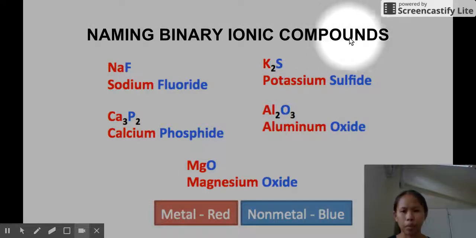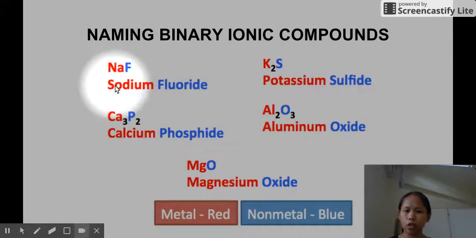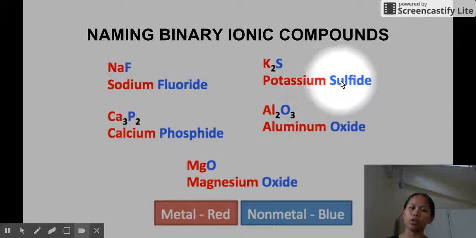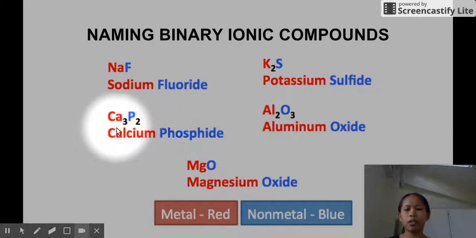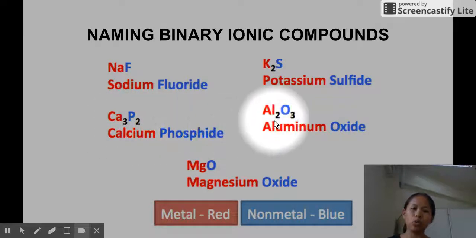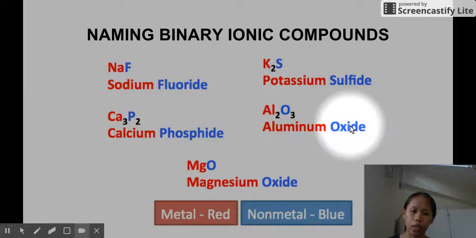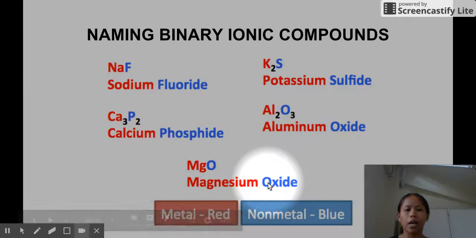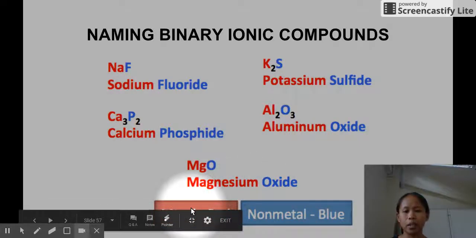Let's look at the examples. NaF, that's sodium fluoride. K2S, that's potassium sulfide. Ca3P2, that's calcium phosphide. Al2O3 is aluminum oxide. MgO is magnesium oxide. Now, what do you notice with the color coding? You notice that the red represents the metal and the blue represents the non-metal.